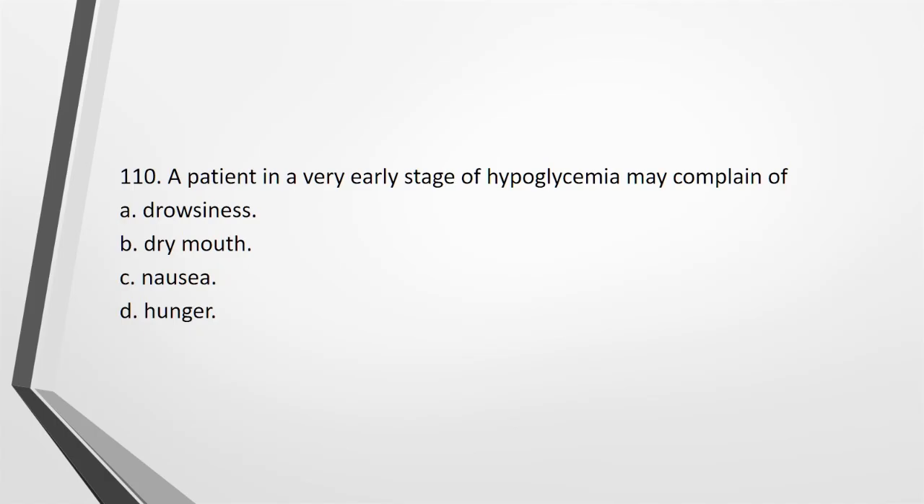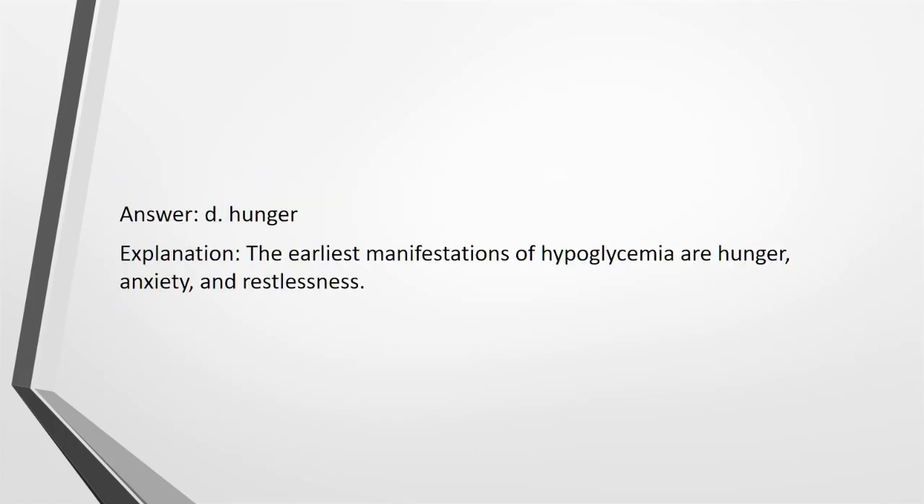110. A patient in a very early stage of hypoglycemia may complain of A. Drowsiness. B. Dry mouth. C. Nausea. D. Hunger. Answer. D. Hunger. Explanation. The earliest manifestations of hypoglycemia are hunger, anxiety, and restlessness.